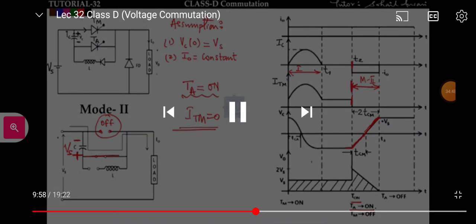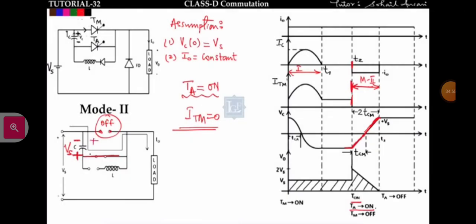It will charge to plus Vs in mode 2. Got it? Now see one more point. When TA will be on, then what will be the output voltage at that time? V0 will be what? See, when TA will be on, then at that time the voltage drop across this capacitor will be from minus to plus and it is equal to minus Vs.